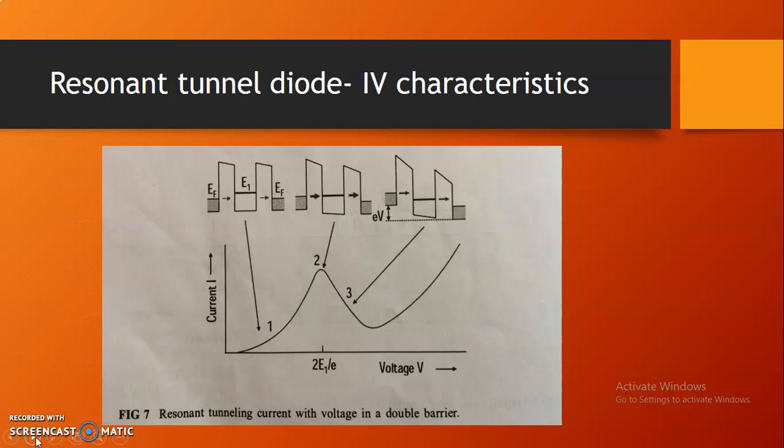Now about the IV characteristics. In region 1, the energy of the incident electron does not match the well energy E1, and hence the current is very small. At the peak, 2, the energy level matches and the resonant current becomes maximum. At 3, due to the mismatch of electron energy, again the current reduces. All these things we have seen earlier itself.